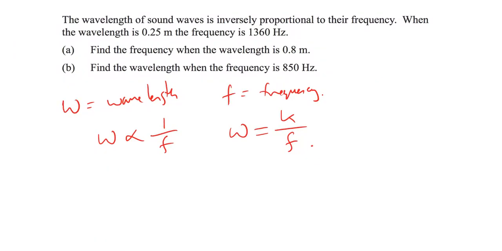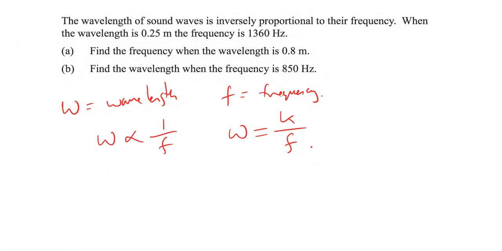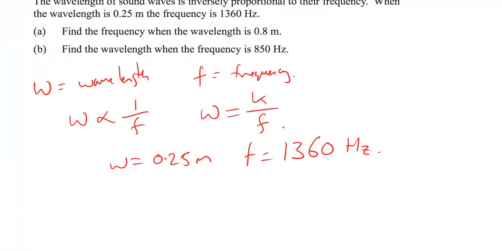Right, let's read on. When the wavelength W is 0.25 meters, the frequency is 1,360 hertz. Find the frequency when the wavelength is 0.8. So we'll put those numbers into our general formula and see if we can work out that constant of proportionality. So 0.25 will be equal to K over 1360.